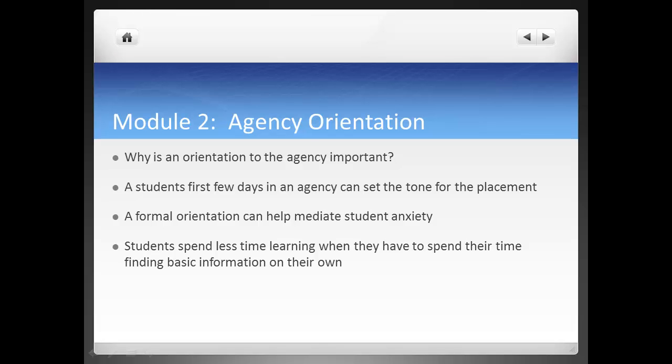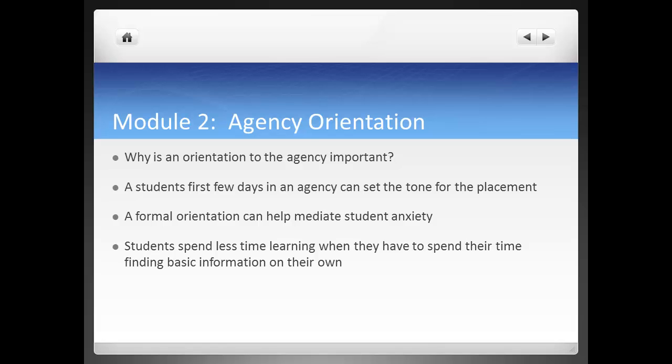A student's first few days in an agency can set the tone for the placement. When they arrive for their first day of their placement and they're greeted warmly by office staff, they know that a good deal of preparation has gone into preparing the staff and the agency as a whole for their field practicum. A formal orientation can really help mediate a student's anxiety.